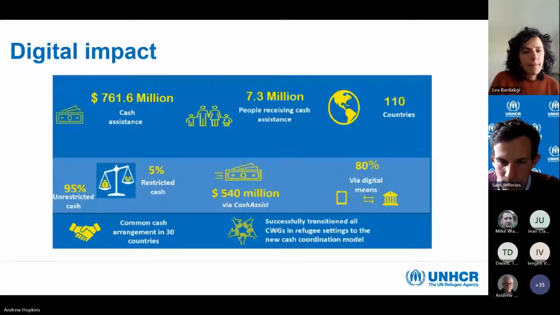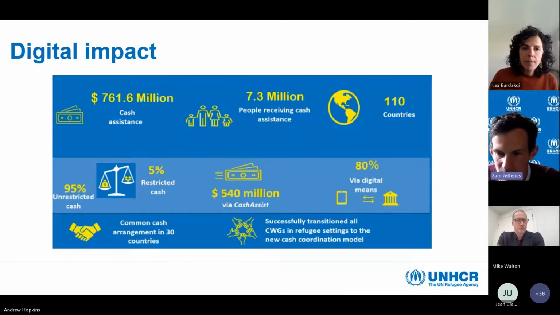Next slide. And this is my last slide here. So, last point on the impact of digital. We have increasingly seen how the distribution of cash is something favoured by our populations. And over the last few years, we've switched to transferring cash really by digital means. So more than 80% of cash is now transferred through digital means, which has significantly sped up our ability to respond to people in life-saving situations.